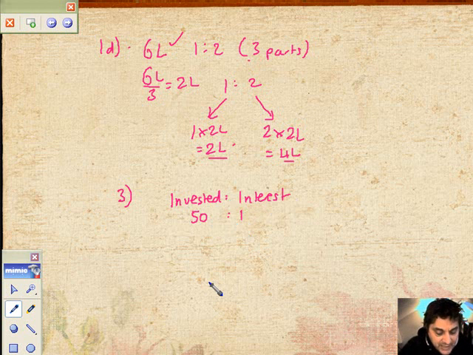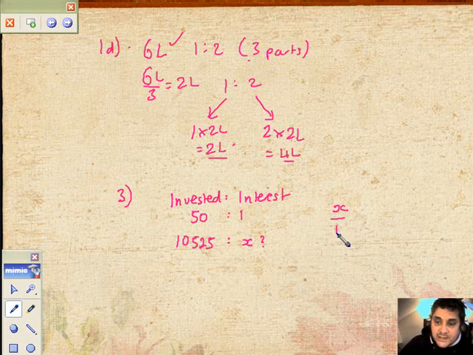The question asks approximately how much is the interest paid on a savings amount that has £10,525 in it. So £10,525, and therefore how much interest will they give me? That's the question. I've set up the ratio. A couple of ways I can do this. I can say x divided by 1 equals 10,525 divided by 50.